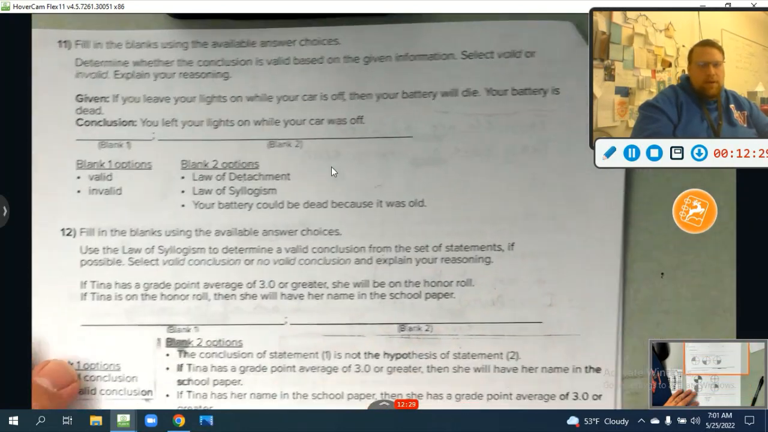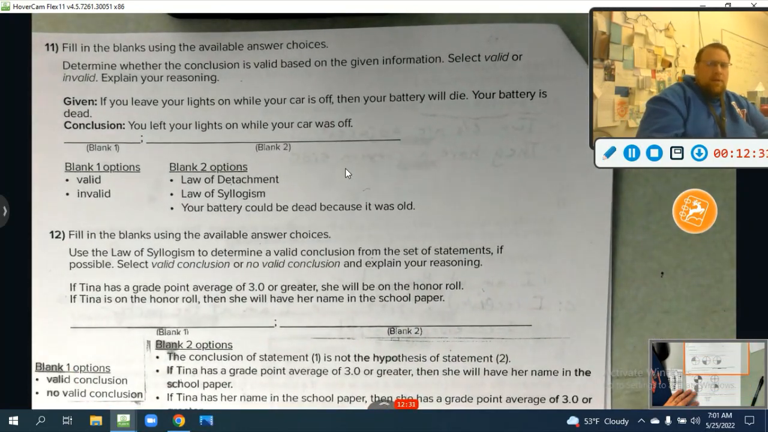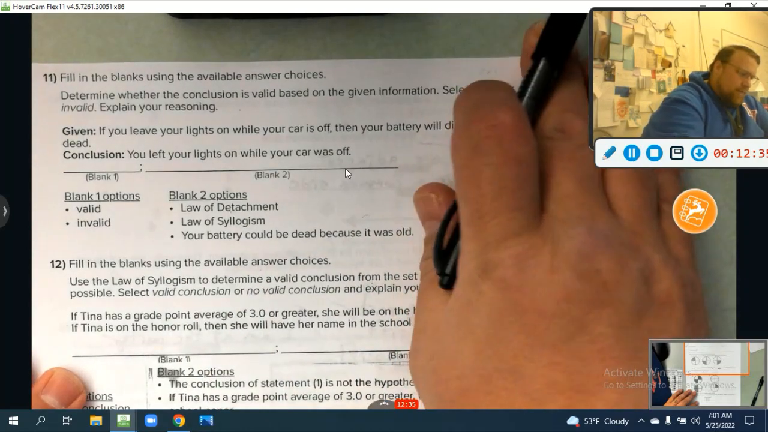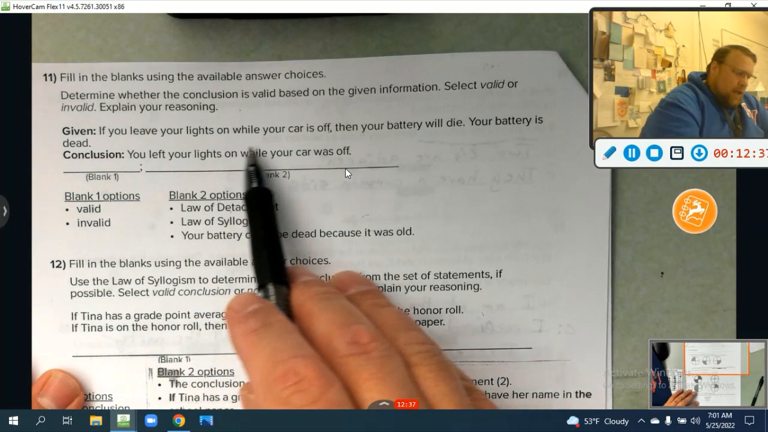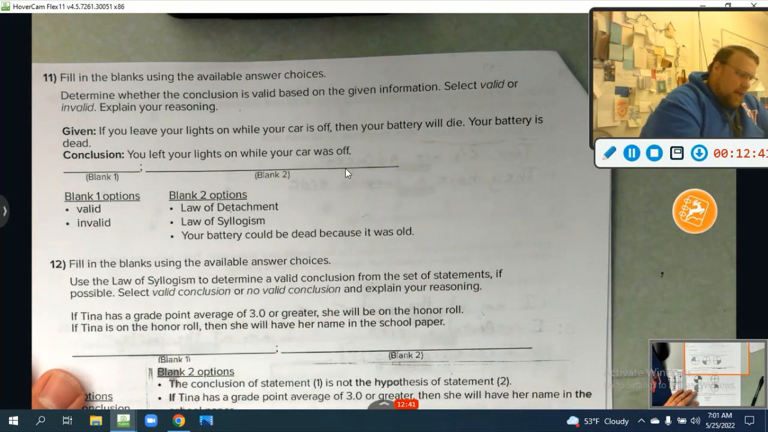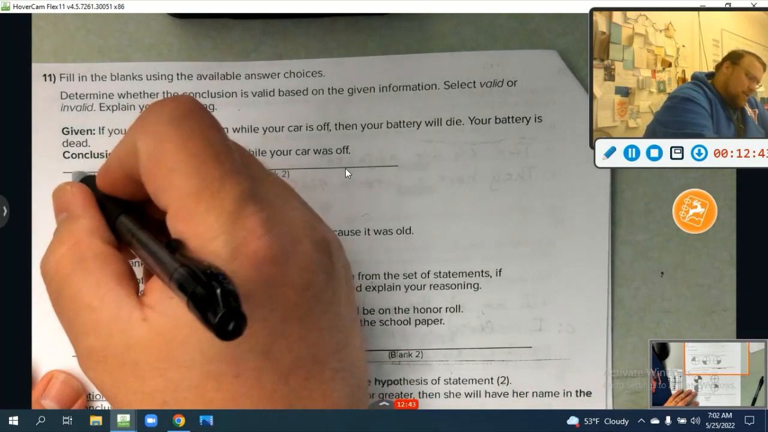Boot, scooting, boogieing through this. Fill in the blanks using the available answer choices. Okay, again, valid or invalid. Let's look at it. If you leave your lights on while your car is off, then your battery will die. Your battery is dead. Conclusion, you left your lights on. Again, that's invalid.